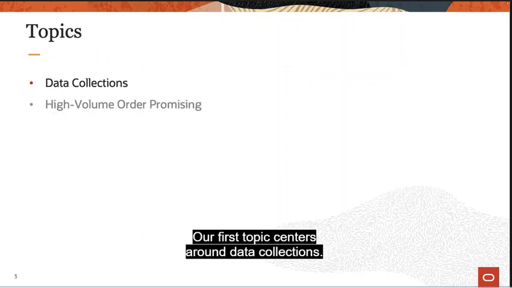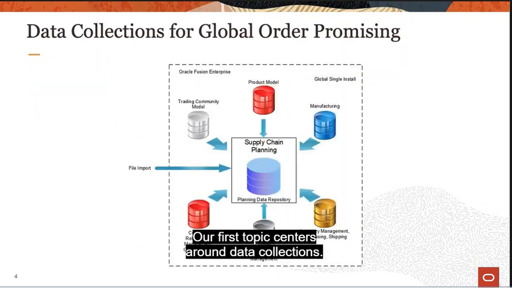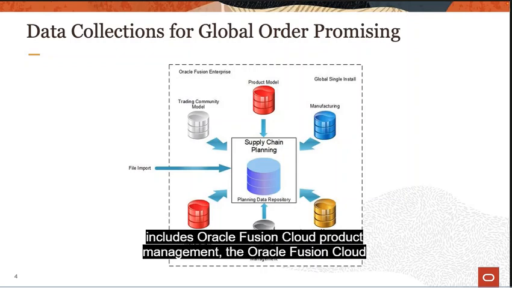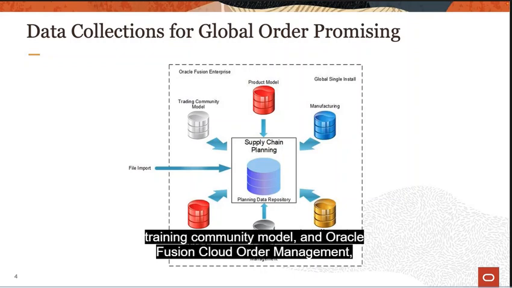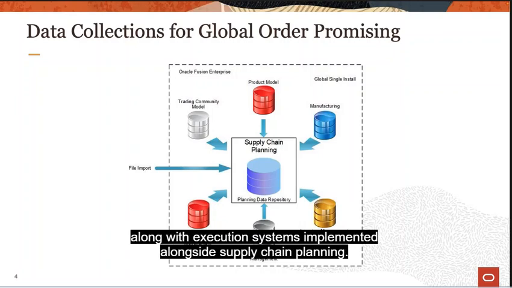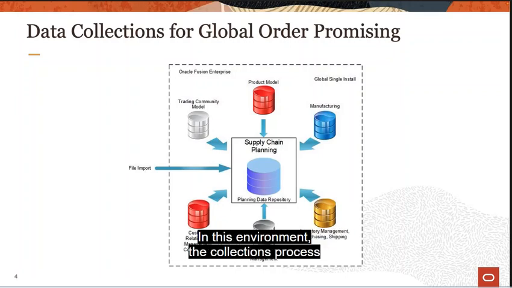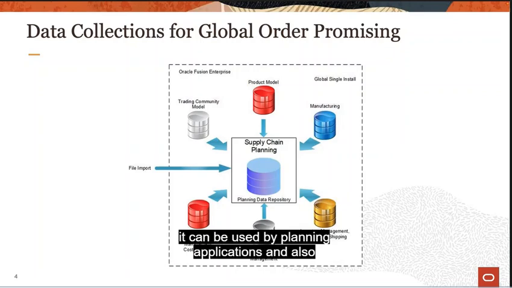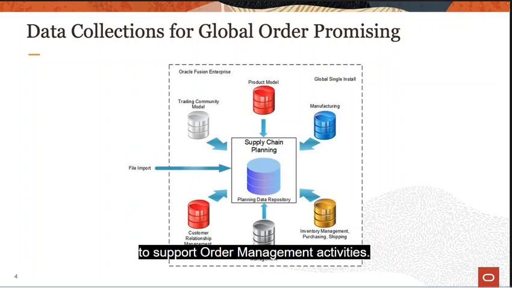Our first topic centers around data collections. This diagram illustrates collections in a single global installation that includes Oracle Fusion Cloud Product Management, the Oracle Fusion Cloud Training Community Model, and Oracle Fusion Cloud Order Management, along with execution systems implemented alongside supply chain planning. In this environment, the collections process pulls data from multiple modules and sources. That data is then loaded into the planning data repository, where it can be used by planning applications and also to support order management activities.